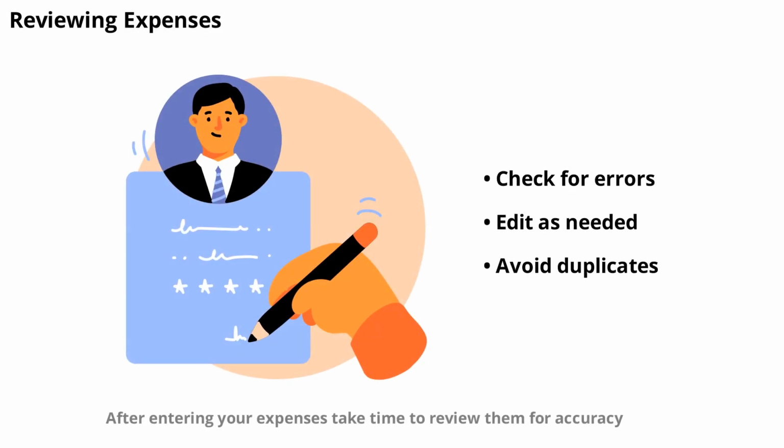After entering your expenses, take time to review them for accuracy. Double-check dates, amounts, and categories. Most software provides a summary view, making it easy to spot errors or duplicates. Reviewing your entries before submitting an invoice helps prevent delays and ensures you get reimbursed quickly. If you notice any mistakes, edit the entry right away.